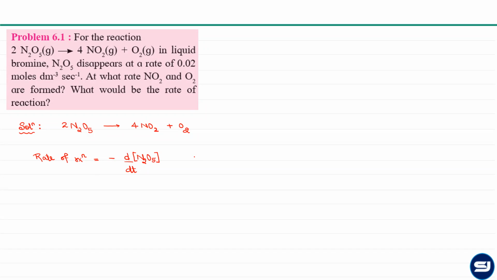Similarly, for the products, the rate of reaction will be the change in concentration of the product per unit time, d[NO2] by dt, and for oxygen it will be d[O2] by dt. These are the individual rates with respect to the reactant and the product. So the funda is, for the reactant, you need to write the rate with a negative sign, and for the product, with a positive sign. The sign simply indicates that the concentration of the reactant goes on decreasing and that of the product goes on increasing.